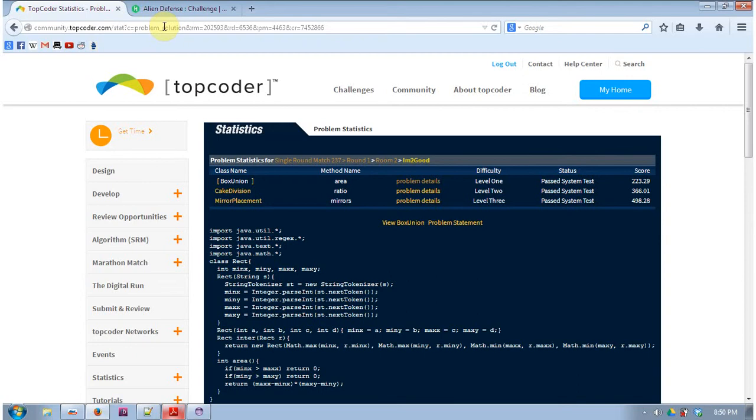So actually, there is a similar problem called box union. This was used in the single round match, or the competition, SRM 237 of Topcoder, wherein you are given the coordinates of three rectangles, and essentially you are to find the intersection and union of them. So this problem is similar.